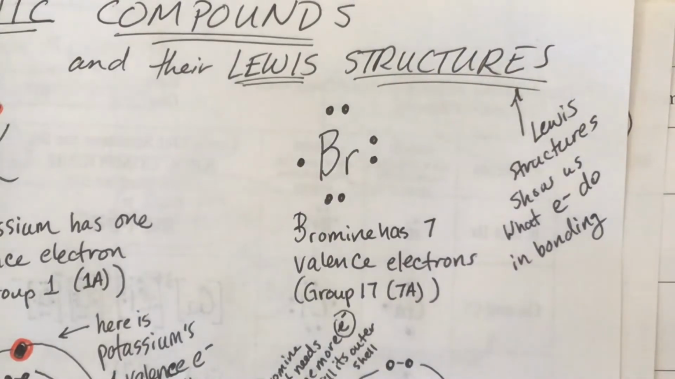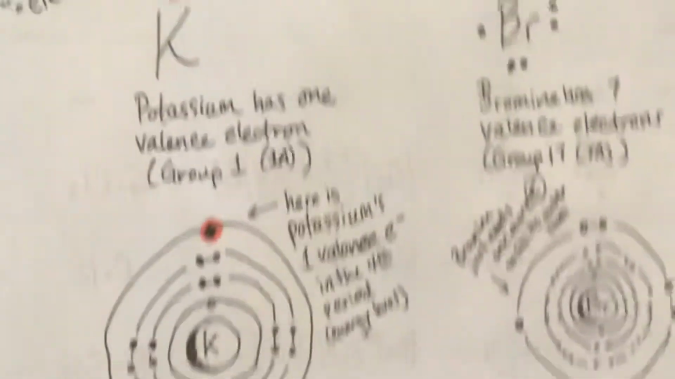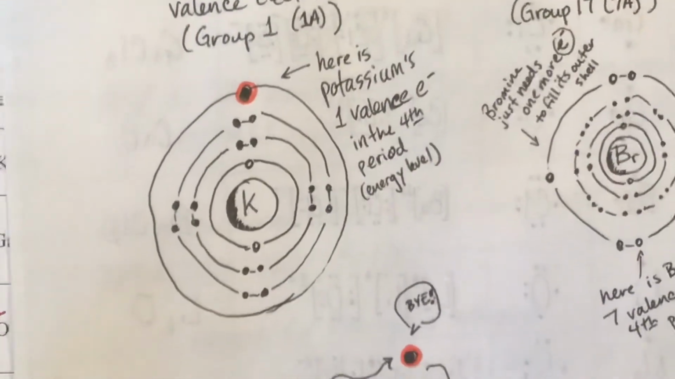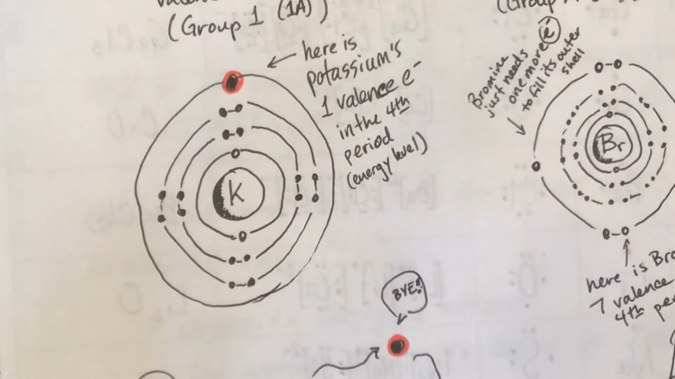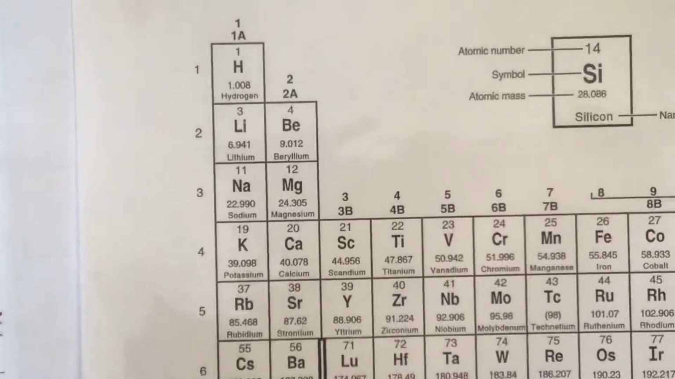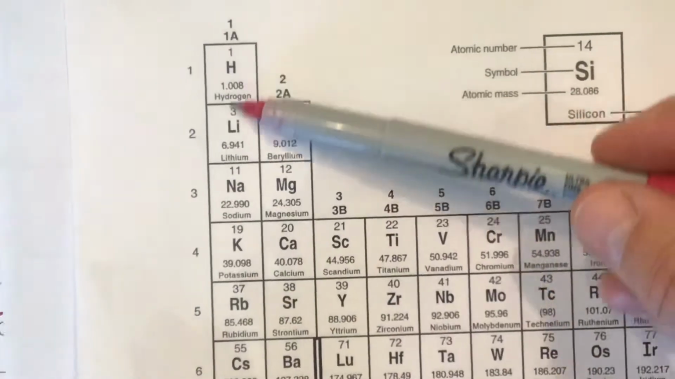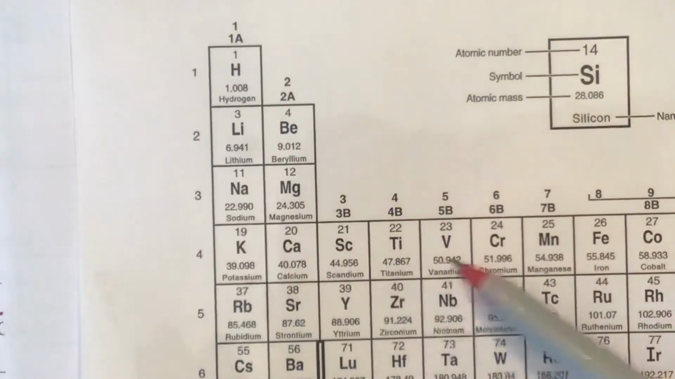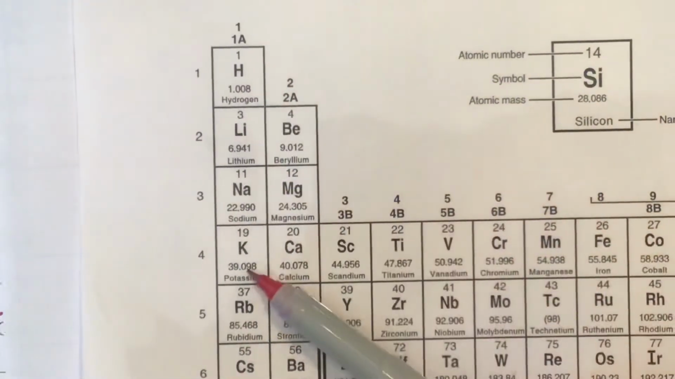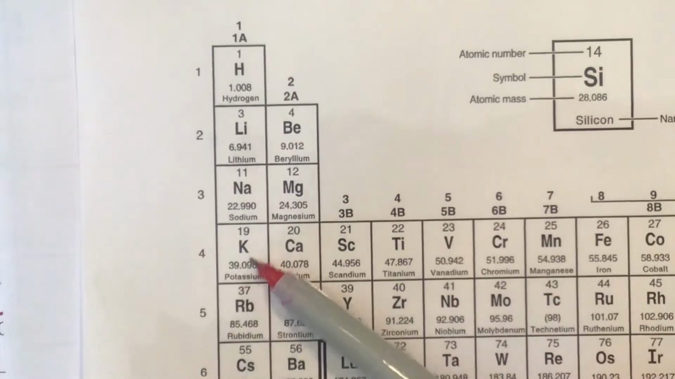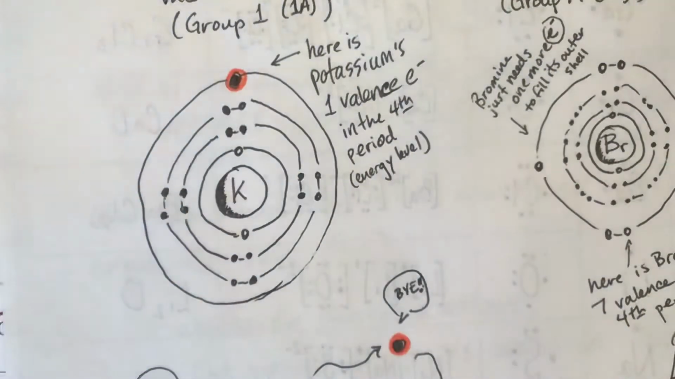Okay, now let's look at the Bohr diagrams. Remember, we did Bohr diagrams before. Here's the Bohr diagram for potassium. Potassium has that 1 valence electron out there in the 4th energy level. Remember where it is on the periodic table? It's in group 1, period 4, with 1 valence electron in the 4th energy level. That's what the periodic table tells us. So that is what potassium is going to look like.